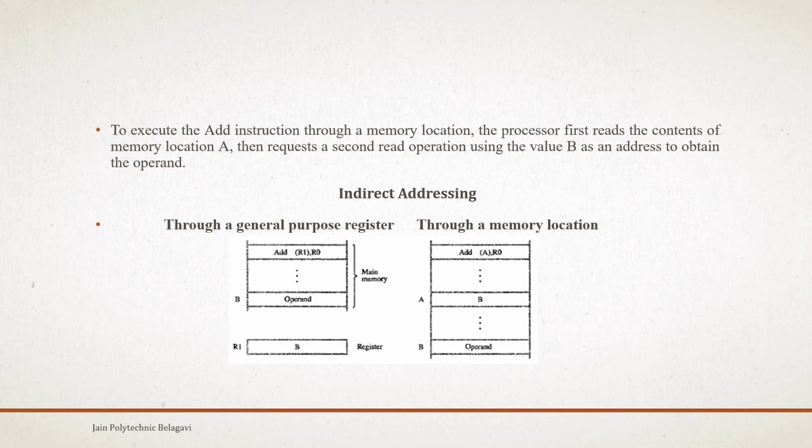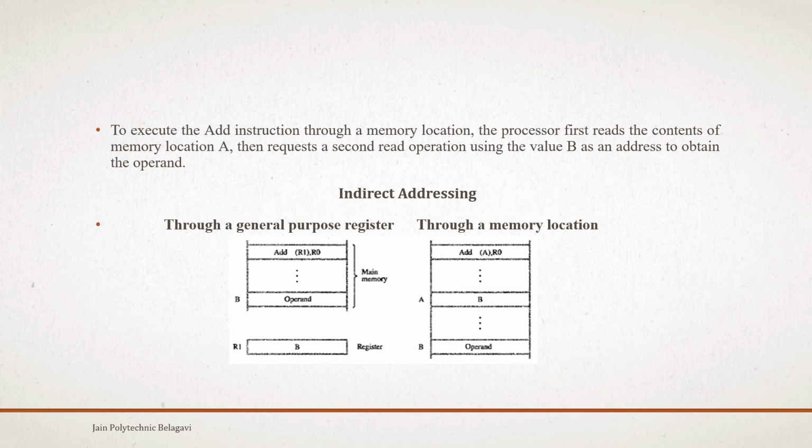So again, it will cause a read operation, that is, read the value that is present at B. The value that is present at B is the original value, that is the operand. So the processor first reads the contents of memory location A. When you execute this instruction, first it will get the contents that are present in location A. So while reading the contents, it will get the value as B.